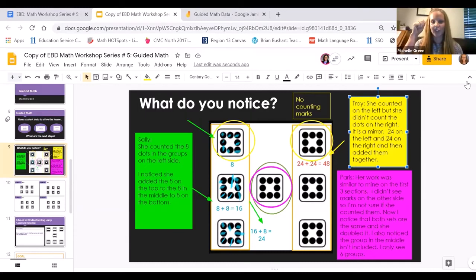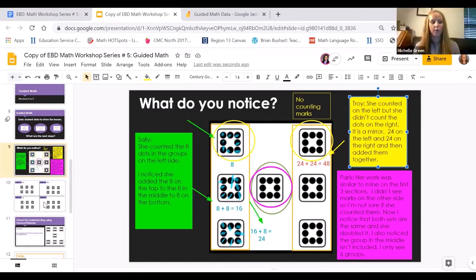Okay, so I want you to hold that, Paris, in your mind. Troy, is there anything that you noticed that you really like that you would like to give a try? So I noticed that her counting was a little bit faster than mine. I know that I doubled, but I only saw smaller groups. Like she saw the bigger groups. So I think that would help me maybe go faster. Okay. And then what about you, Sally? I think the same. I could do that. That would help me go faster too, because I was adding 8 every time and counting them.